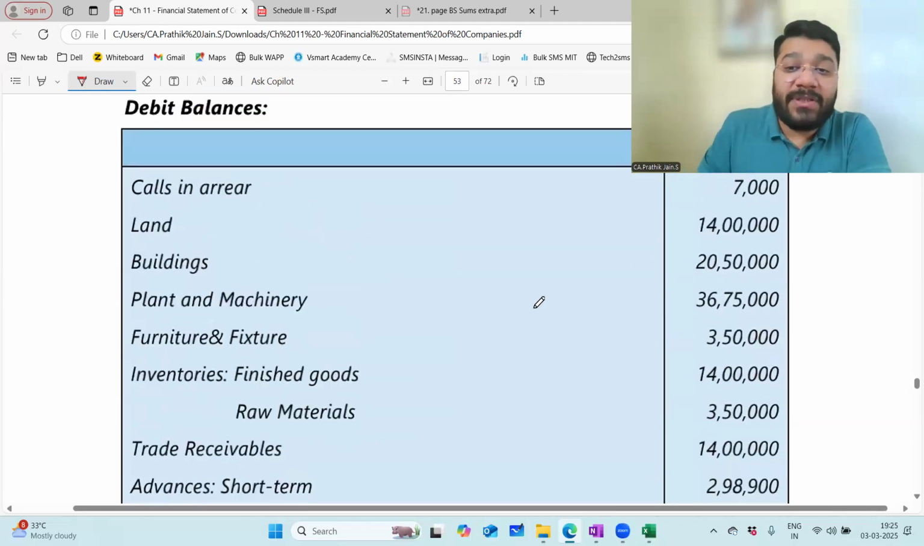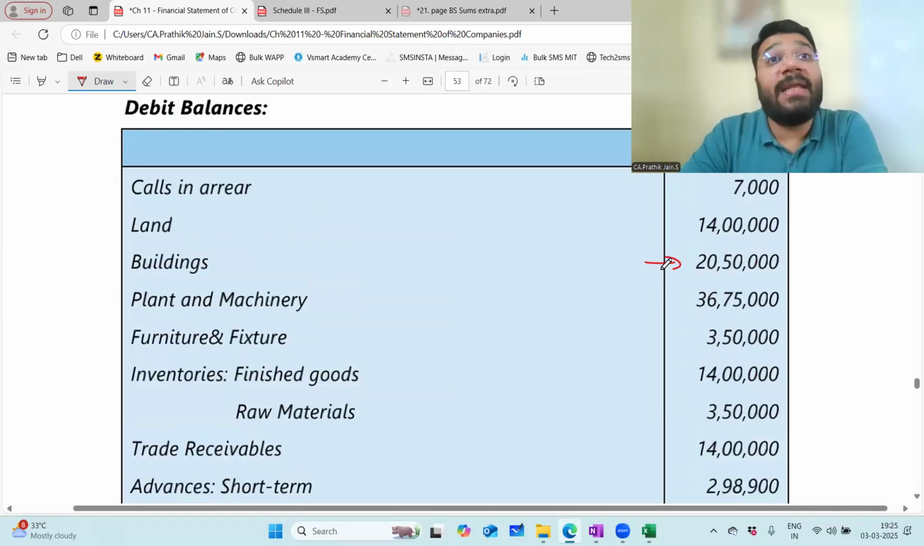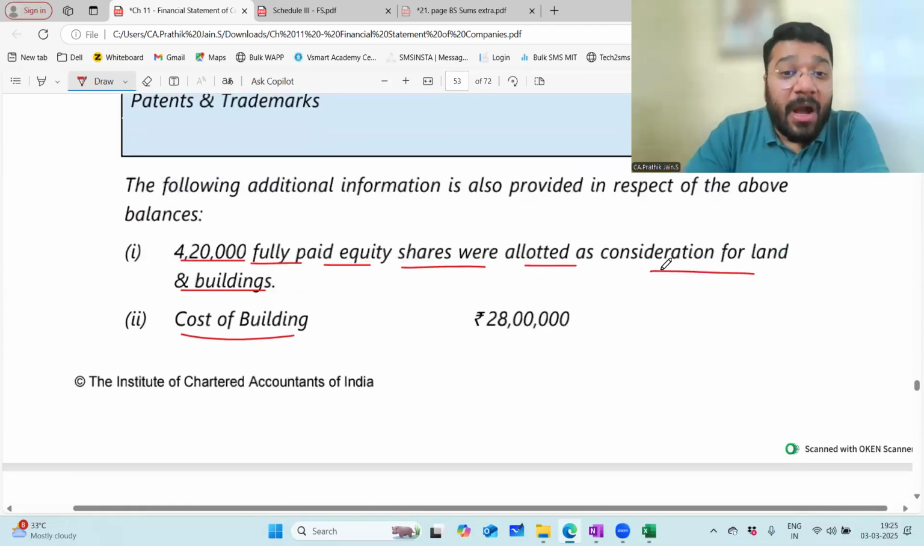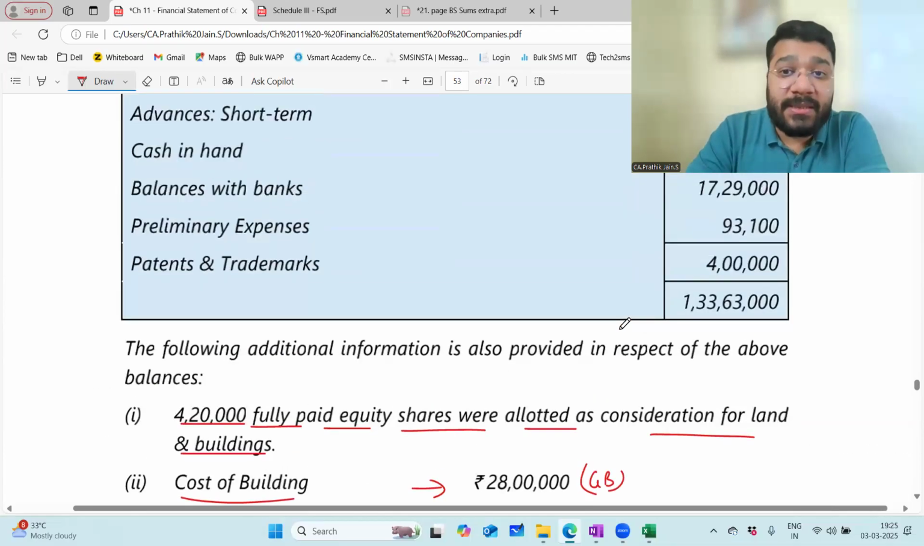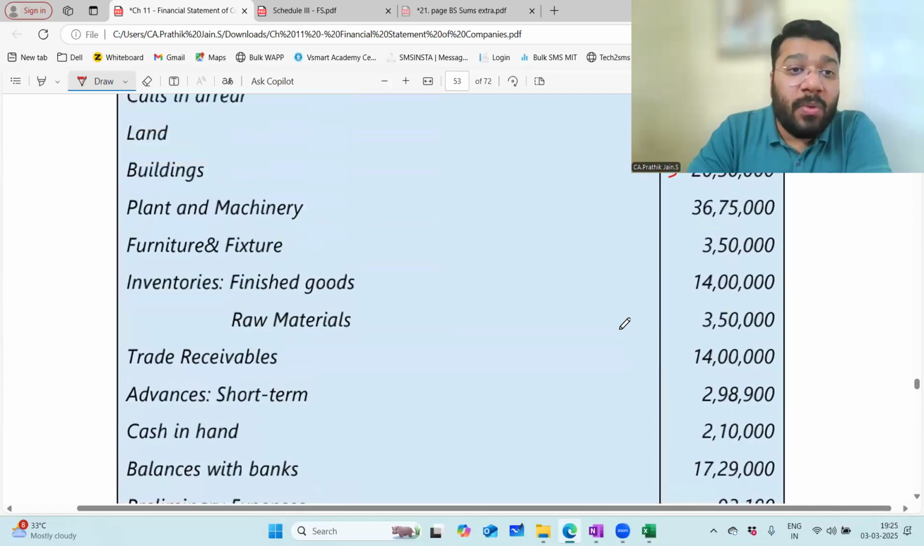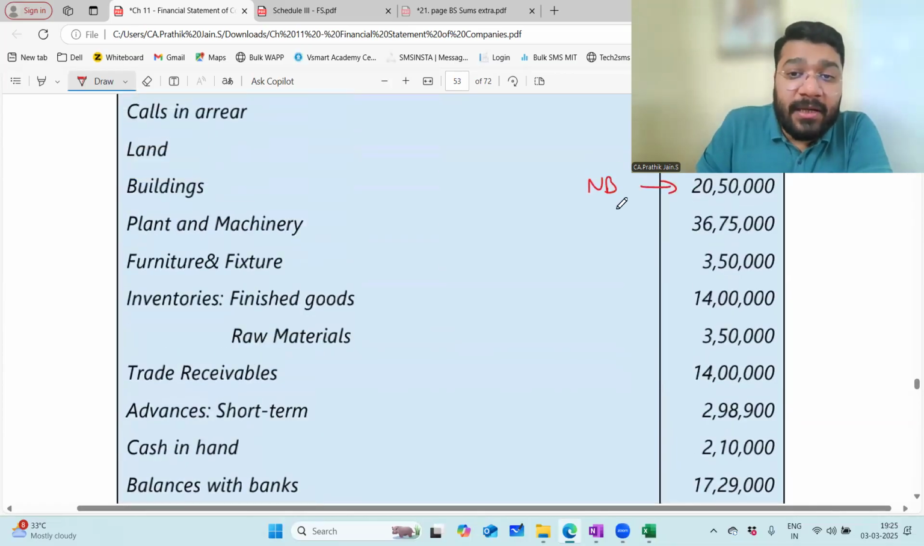Cost of building is given, which is something else, and the building which is given in the trial balance is 20 lakh 50,000. In trial balance, 20 lakh 50,000. Outside trial balance, 28 lakh. So can I say this is gross block? Yes. This is net block. So what are we supposed to do? Take the difference as a disclosure item. So can I put a star mark here?